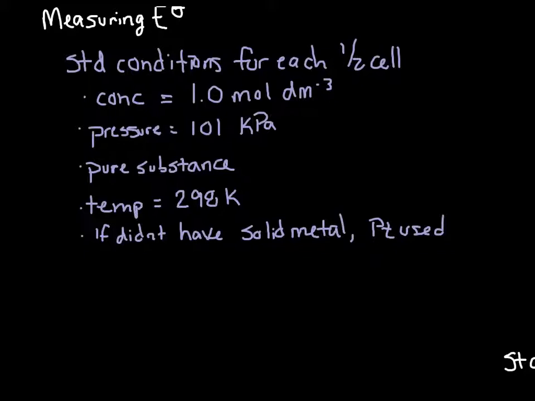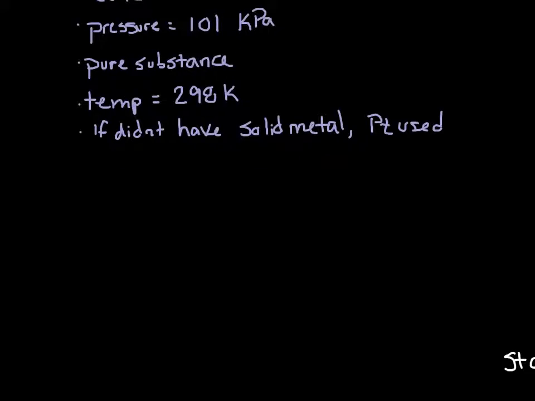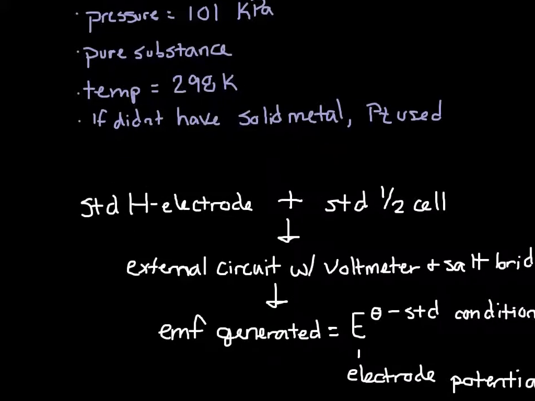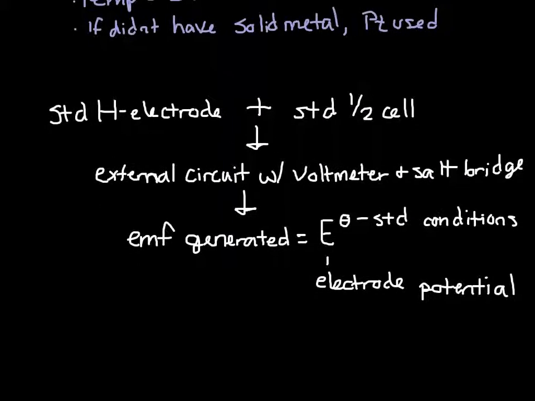And if that particular element that we're looking at for the half cell does not have a solid metal that we could use as its electrode, then platinum can be used just like we did in hydrogen. So essentially what this looks like, we have our standard hydrogen electrode, and then we have our standard half cell of another element that we are looking at.